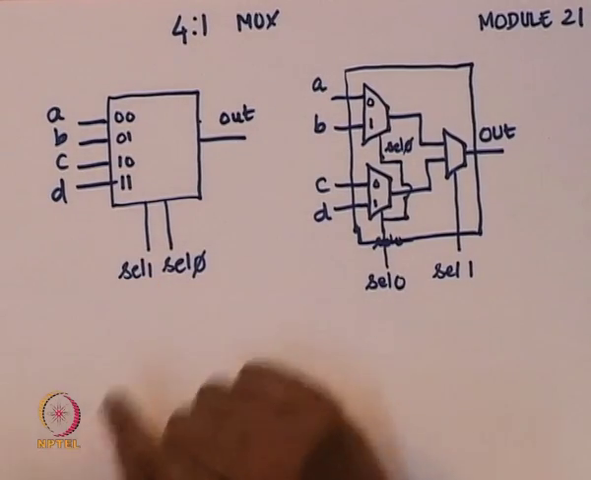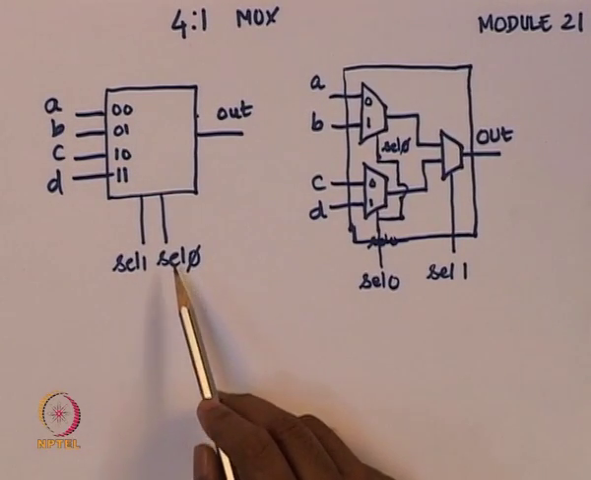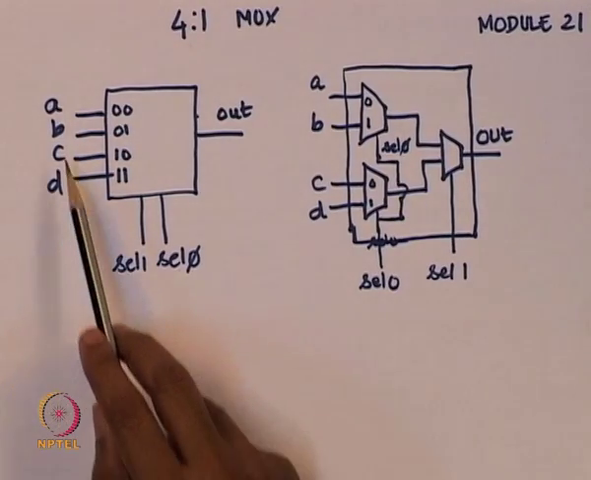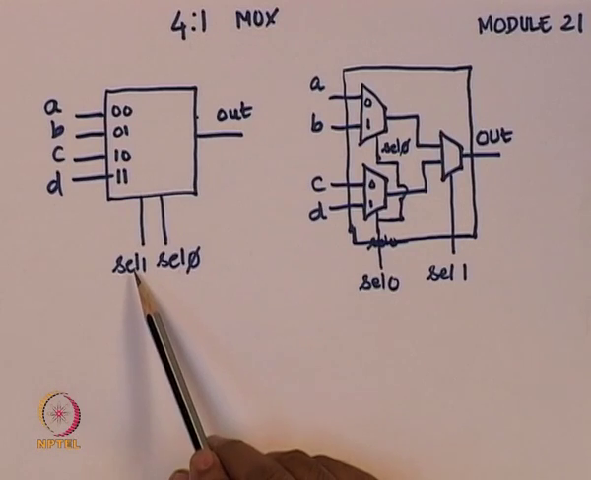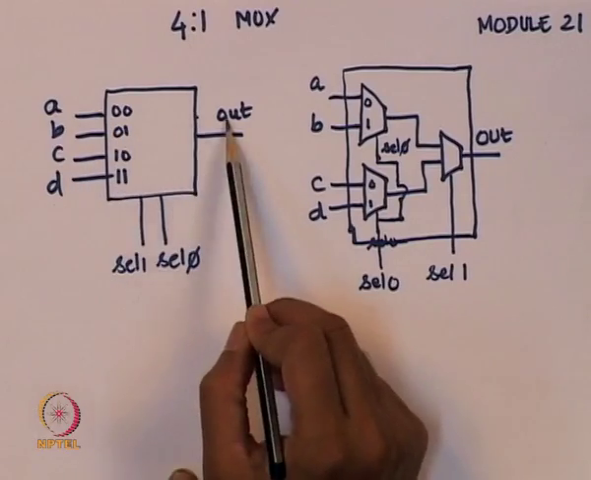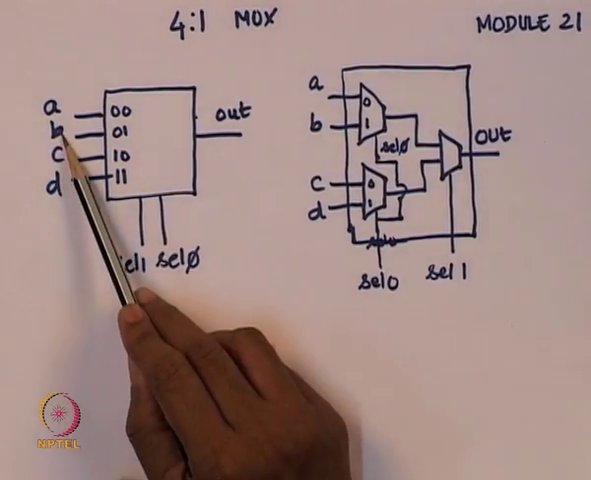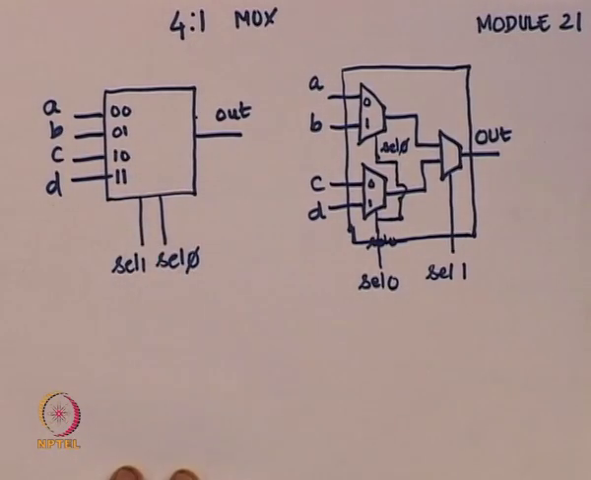We will have two inputs, select 1 and select 0. These are the select lines, and I have 4 proper inputs A, B, C and D. There is a single output. If select 1 and select 0 are 0, 0, then the output should be equal to A. If these two are 0, 1, the output must be equal to B, and so on. This is what I want from the Verilog design.